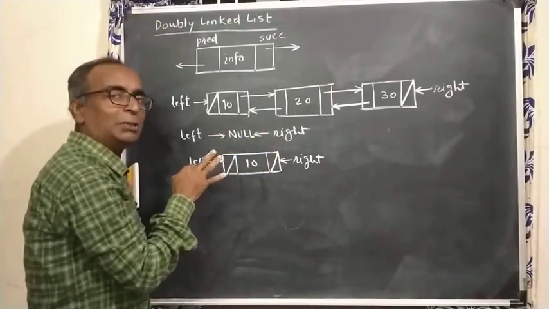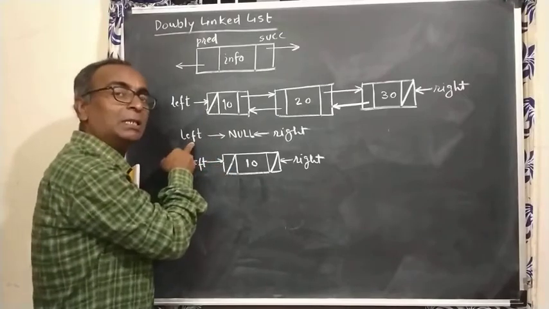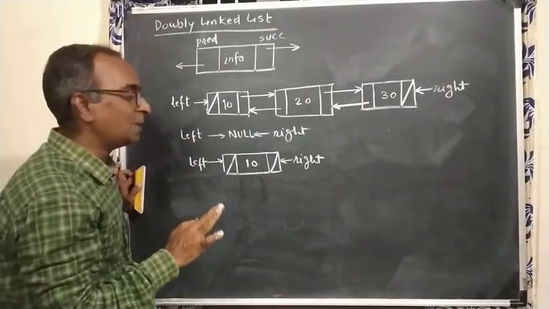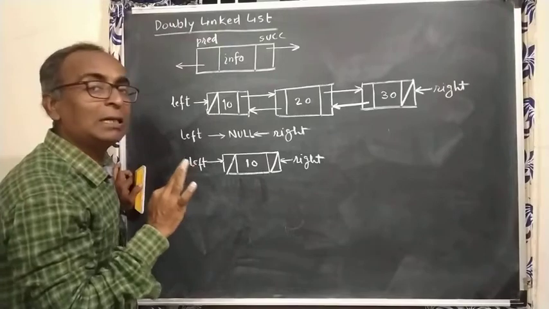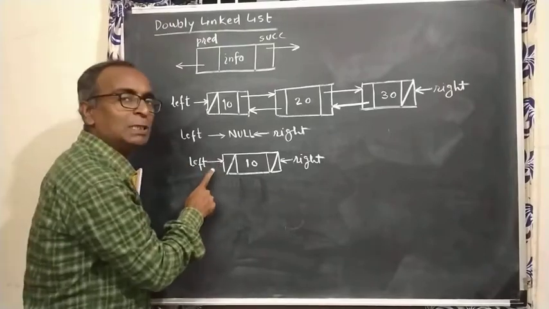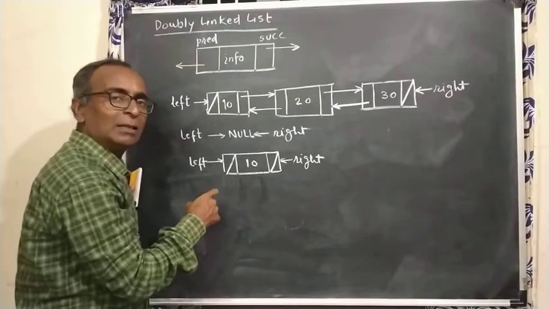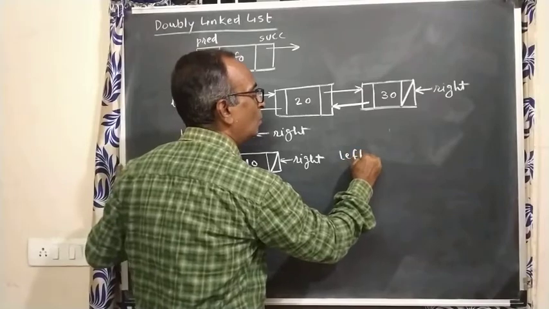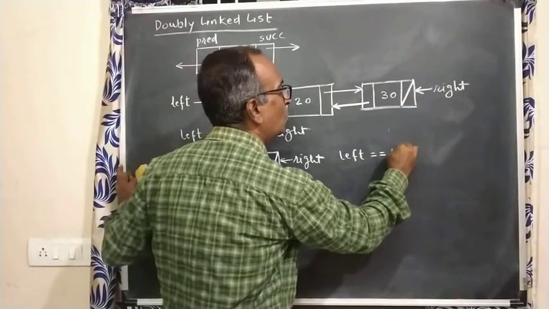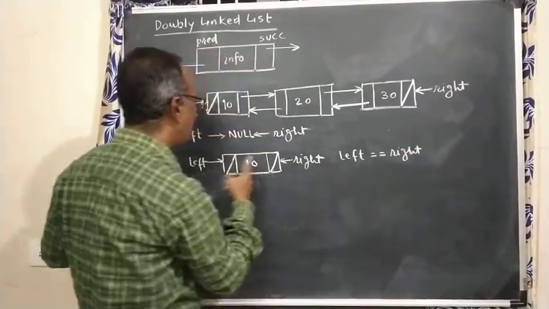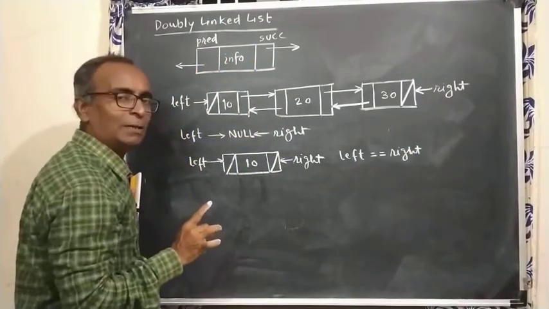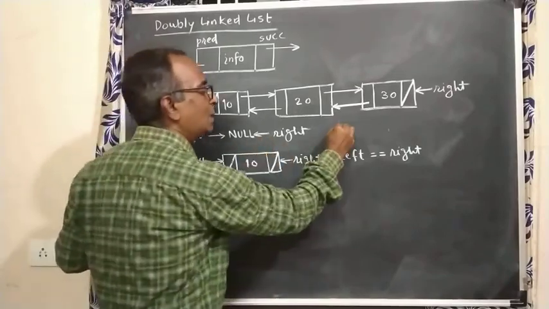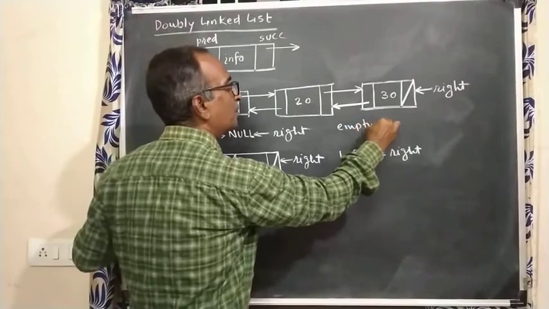So for checking the condition of an empty list, you can check whether left is equal to null or right is equal to null. Both conditions will satisfy the empty doubly linked list condition. When only one node is present, what is the condition? That is when left is equal to right, because both are pointing to the same node, which means only one node is present. So this is the condition for only one node present, and this is the condition for an empty list.